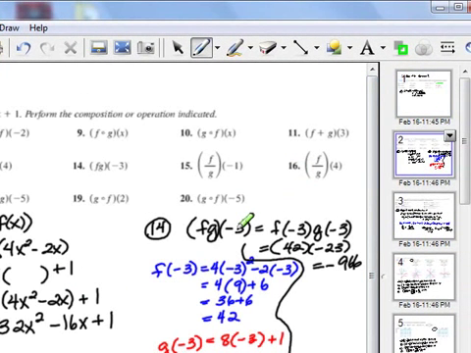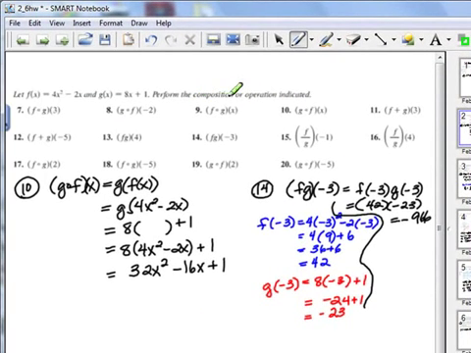Now let's take a look at a few more where we have to either perform the composition or operation. Number 10 is to do g composed with f of x, where f of x is 4x squared minus 2x and g of x is 8x plus 1. So remember that g composed with f of x means to evaluate g at the function f of x. So that is, we're plugging in the function f into the function g.